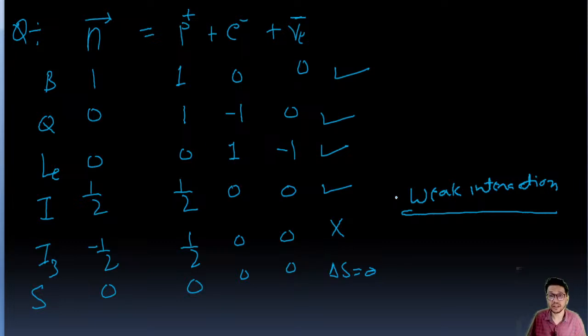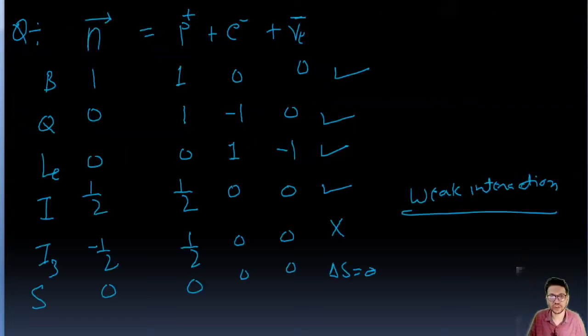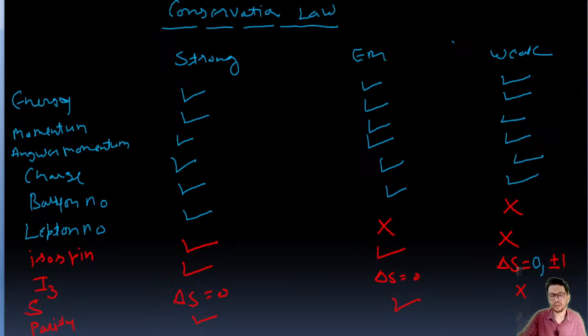This is the answer. And also by trick, I told you the trick: if in the reaction you get mu, e, neutrino or anti-neutrino, and the reaction is allowed, then this is by weak interaction. I hope, guys, you have understood. And this chart is very important for checking whether this reaction is made by strong, electromagnetic or weak interaction, okay?